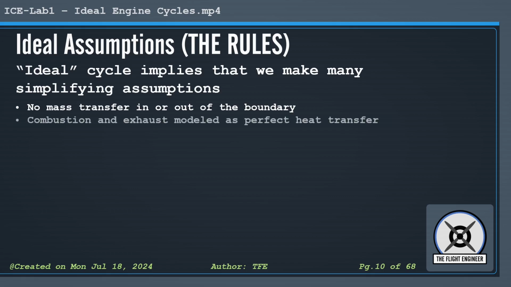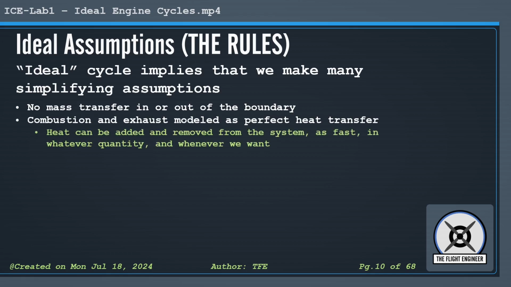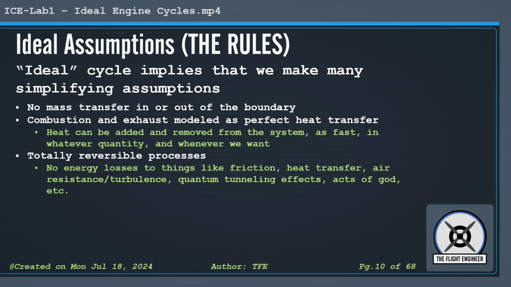Instead of real intake, exhaust, and combustion, these things will be modeled as the introduction or removal of heat from the system. We can assume that we will add or remove heat instantly with no losses. To that point, all processes will be totally reversible, meaning there are no unintended losses from the system. Think of every time your high school physics teacher told you to ignore friction and air resistance on a problem, and you get the idea at play here.